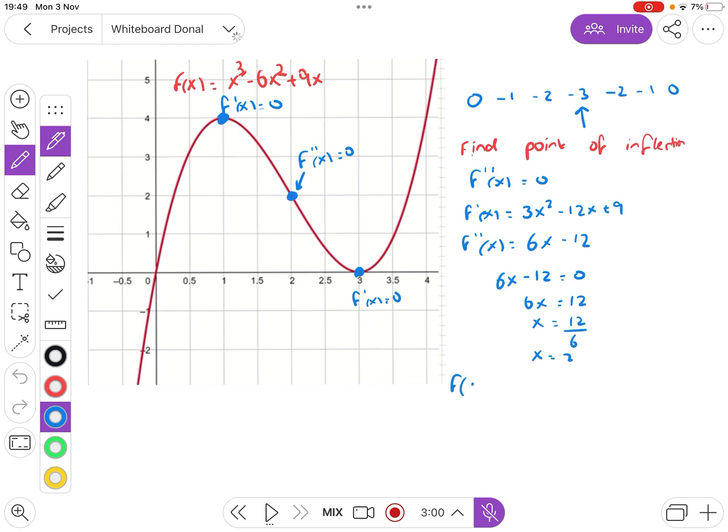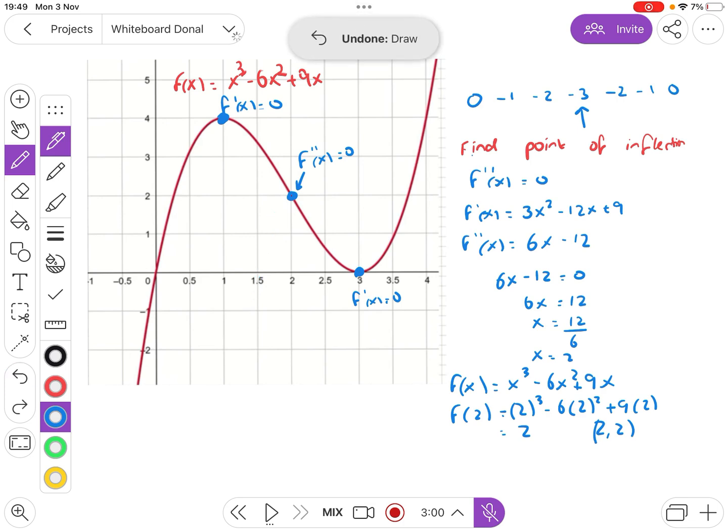So here, I'm going to find my f of x is x cubed minus 6x squared plus 9x. I'm finding f of 2. So I'll have 2 to the power 3 minus 6 times 2 squared plus 9 times 2. When I check the calculator, I'm getting the number 2. So that is where x is 2 and y is 2. And if we check on our graph, that is that coordinate there. It's the point (2, 2). It's the point of inflection halfway between the 2 points, turning points, maximum point and minimum point.